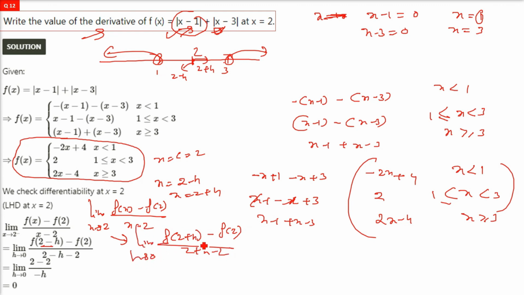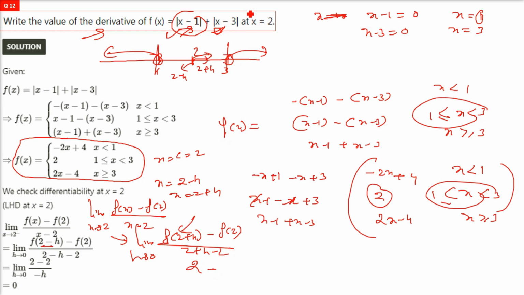Now f(2 plus h), you are here, just a bit ahead of 2. What is the value between 1 and 3? It's a constant value. It is 2. f(2 plus h) or f(2 minus h) will be 2. What is the value of f(2)? Of course it will be 2. But we will check it.